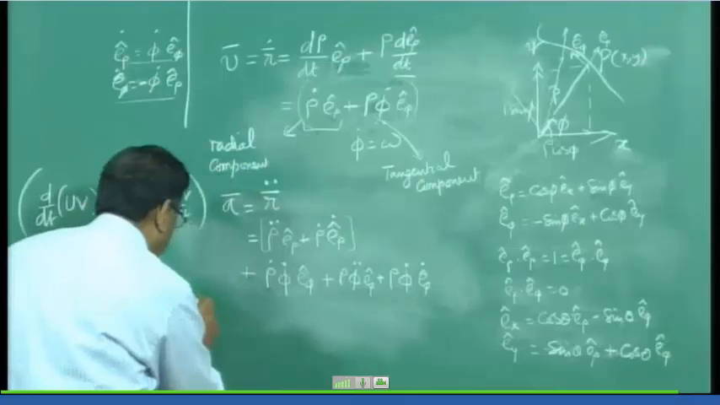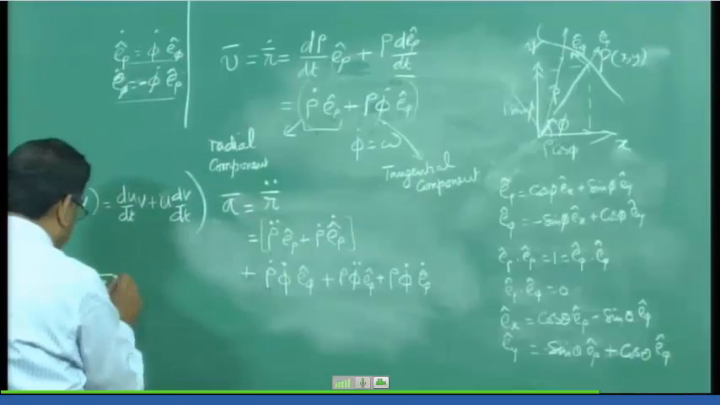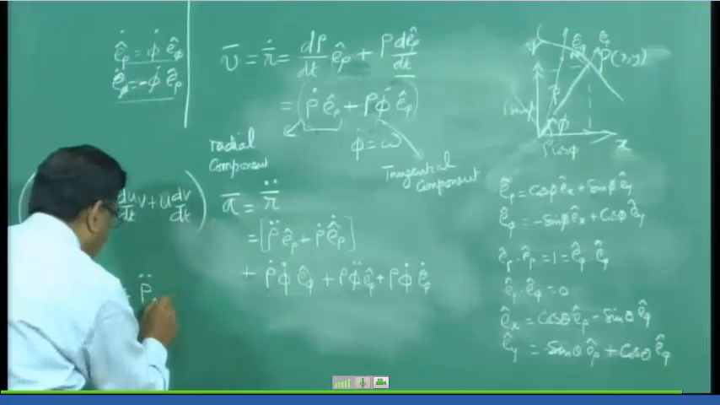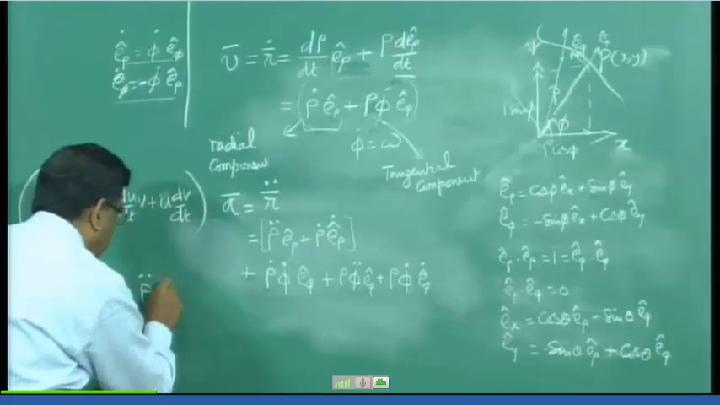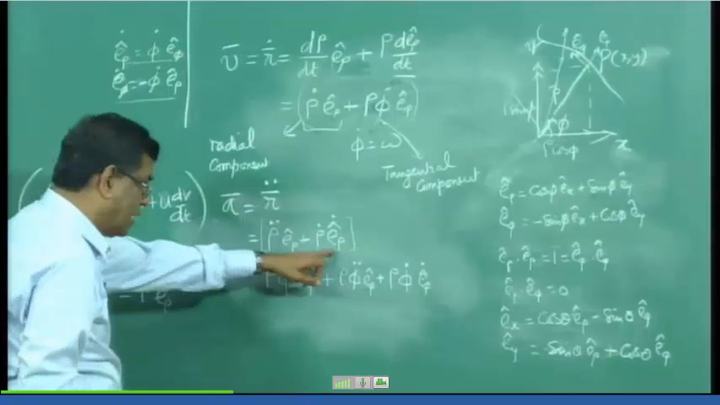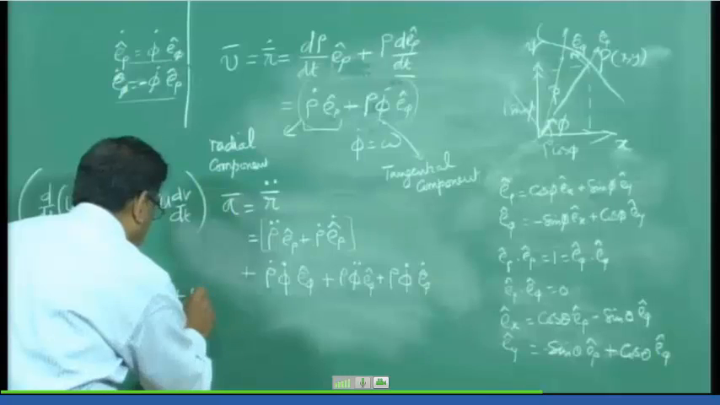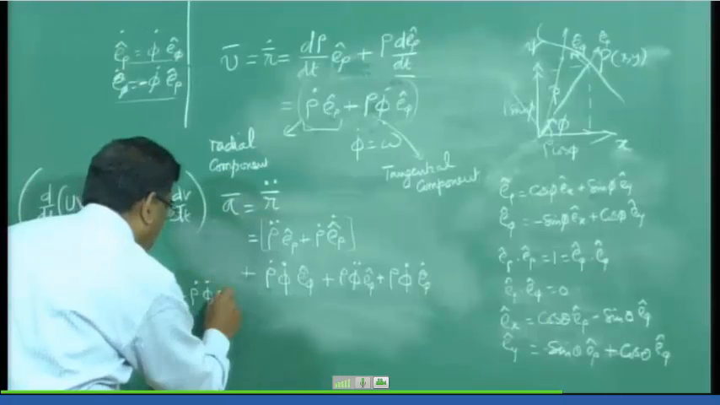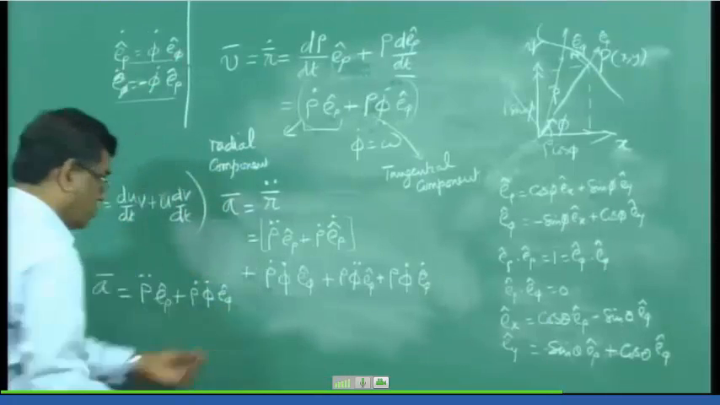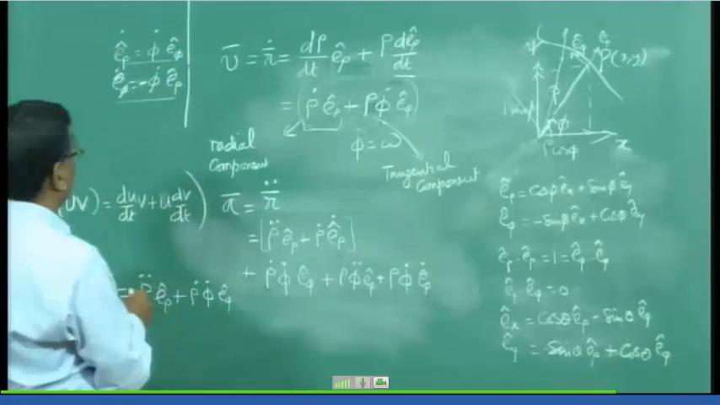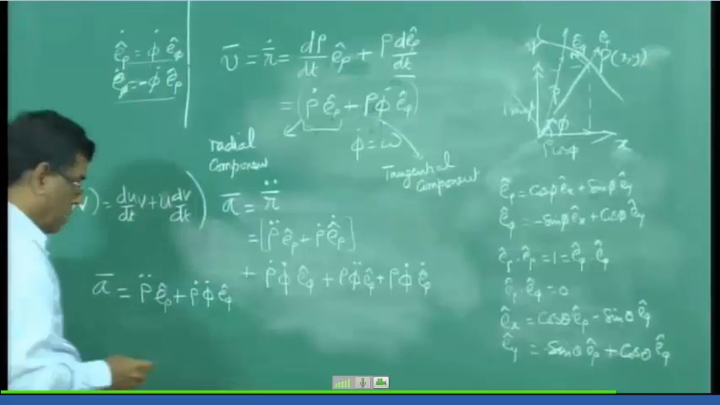So what will happen? My A will become equal to rho double dot E rho. So what is E rho dot? It is phi dot E phi. So plus rho dot phi dot E phi. So I replace E rho dot by phi dot E phi. That's what I have done.